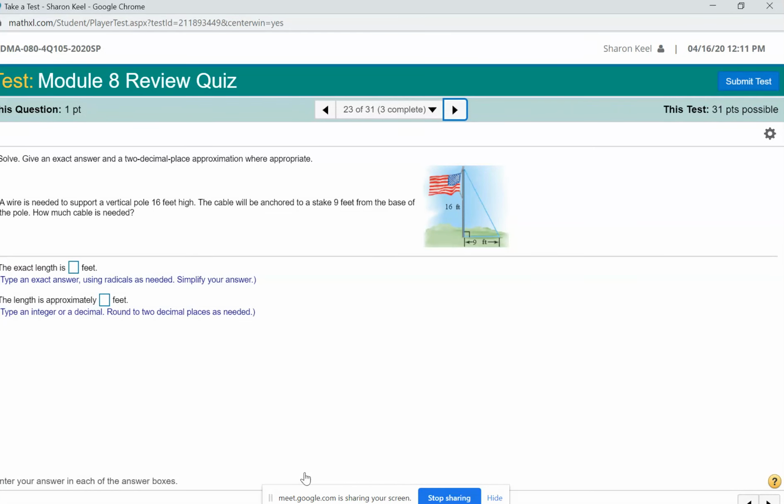Solve, giving an exact answer and a 2 decimal place approximation where appropriate. A wire is needed to support a vertical pole that is 16 feet high. The cable will be anchored to a stake 9 feet from the base of the pole. How much cable is needed? They want an exact answer using radicals, and then they want a decimal answer rounded to 2 decimal places. So we have 16 and we have a 9.